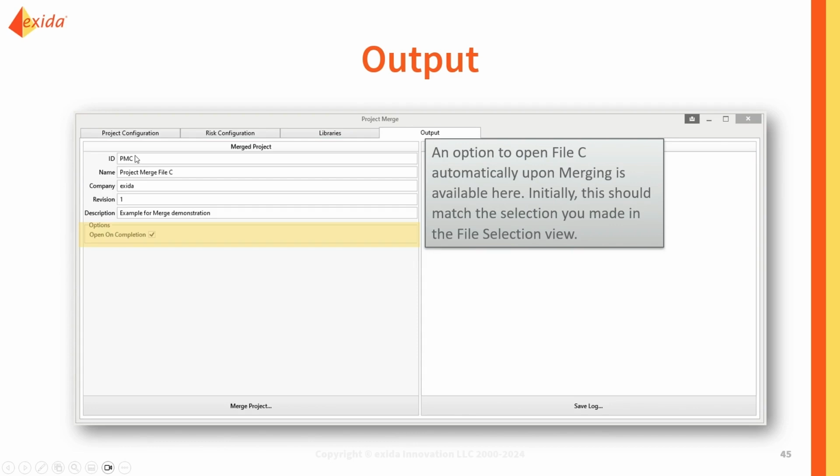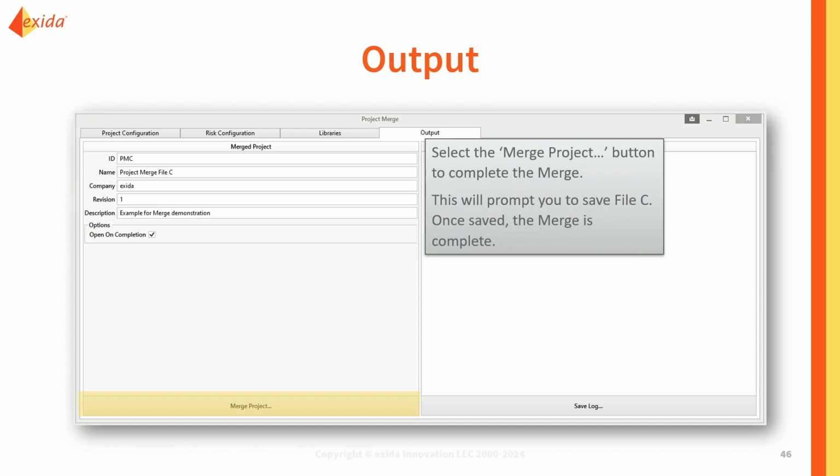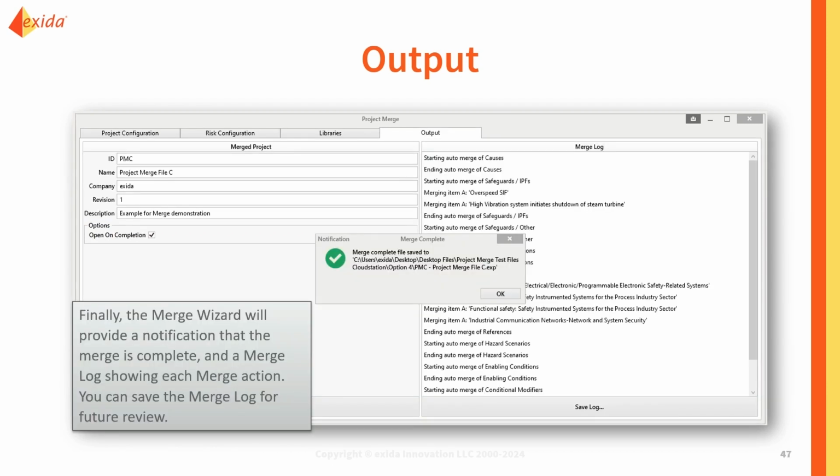And so here we can give our file C an ID, a name, and any details. We can select the open on completion, and we can then select the merge project. You see that it'll be grayed out before you give it an ID and a name because those fields are mandatory. Once those are filled out, you will be able to proceed with the merge. You'll see on this side, there is a full merge log that is telling you exactly what actions were taken in the merge. It will let you know that the file is saved. And if you select open on completion, it will open up that file.